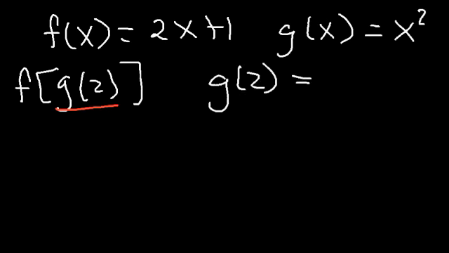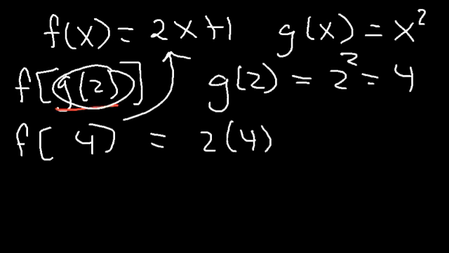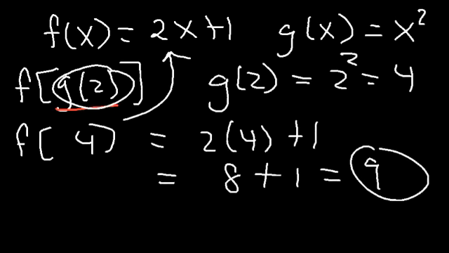So g of x is x squared, so g of 2 is 2 squared, which is 4. So because g of 2 is equal to 4, I can replace g of 2 with 4. So now I'm looking for f of 4. So I'm going to plug this into the function for f. So 2 times 4 plus 1: 2 times 4 is 8, 8 plus 1 is 9, and that's the final answer for this composite function.